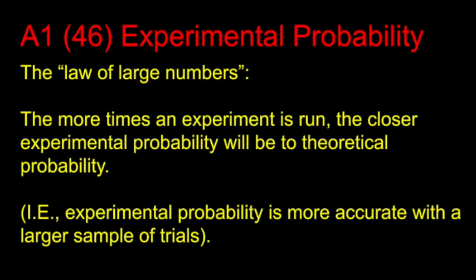But one thing that you should be aware of is the law of large numbers. The law of large numbers says the more experiments we complete, the more accurate our experimental probability will be. Okay? That also means that the fewer trials you complete, the less accurate your experimental probability will be.